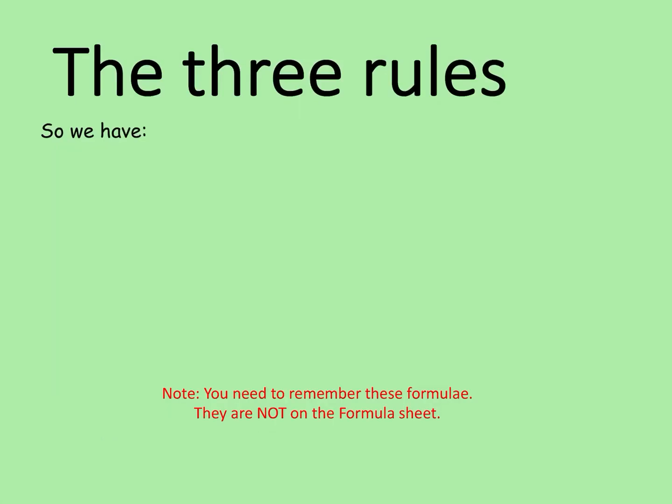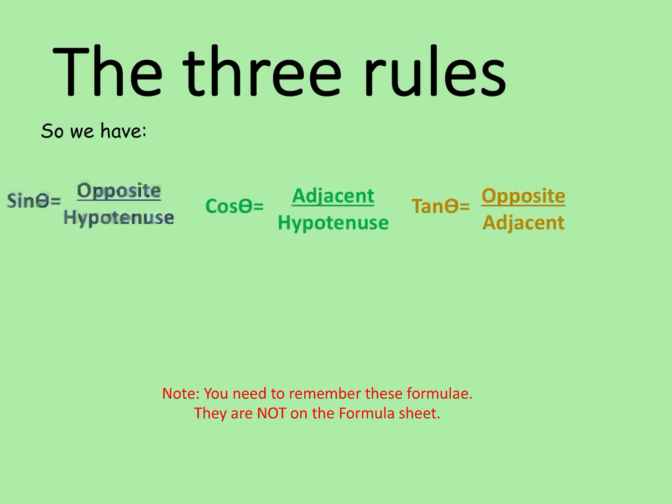Okay, now there are 3 rules to remember, okay? 3 formulas, and you need to remember them and not on any formula sheet, okay? This is one of the formulas here. Tan theta, so the tangent of your angle, is equal to the opposite length divided by the adjacent length. Cosine of your angle is the adjacent length divided by the hypotenuse length. And the sine of your angle is equal to the opposite length over the hypotenuse length.